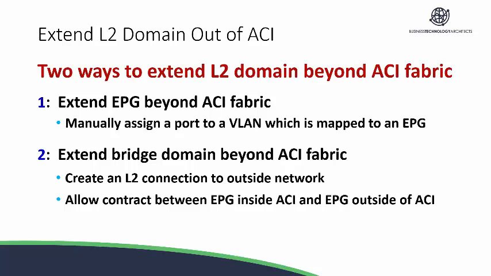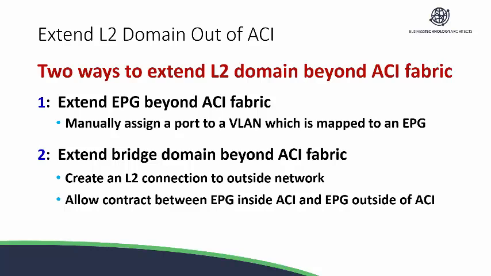Extending the bridge domain out of the ACI fabric, we can extend the Layer 2 domain to create a Layer 2 outside connection, or an external bridge network, for a given bridge domain. It effectively extends the bridge domain to the outside network. So when you extend the Layer 2 domain, you create a Layer 2 outside connection to the outside network, and you allow the contract between the EPG inside ACI and the EPG outside of ACI.